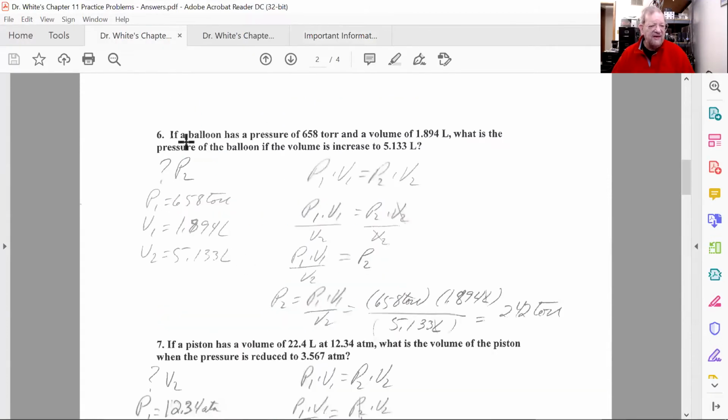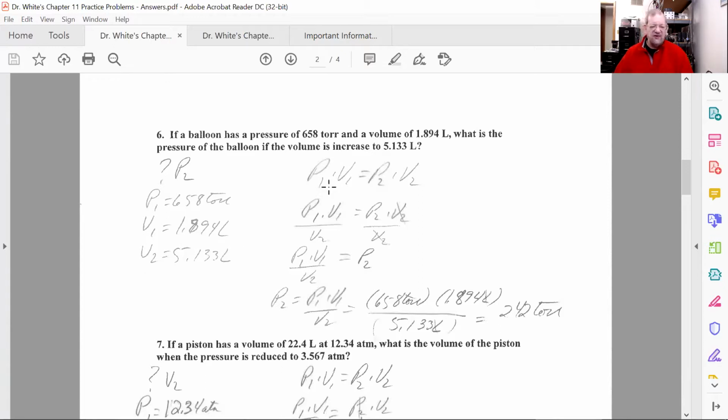And if we go back to our question, if a balloon has a pressure of 658 torr and a volume of 1.894 liters, remember liters is volume, what is the pressure of the balloon if the volume is increased to 5.133 liters? And what are we being asked to find? P2, the final pressure. In other words, the pressure after you make a change from the initial pressure. And we're given the initial pressure here and the initial volume, and the volume is increased, which means that's the final volume.